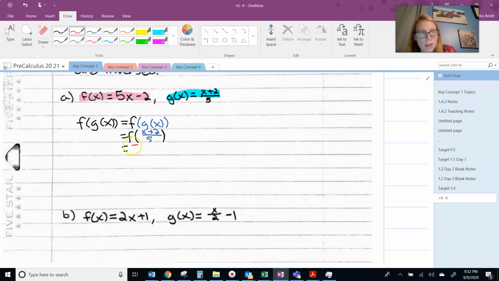Well, our f is 5 times the x, which is x plus 2 over 5, minus 2. Well, here, 5 and then dividing by 5, those cancel. So I'm left with x plus 2 minus 2, which equals x.